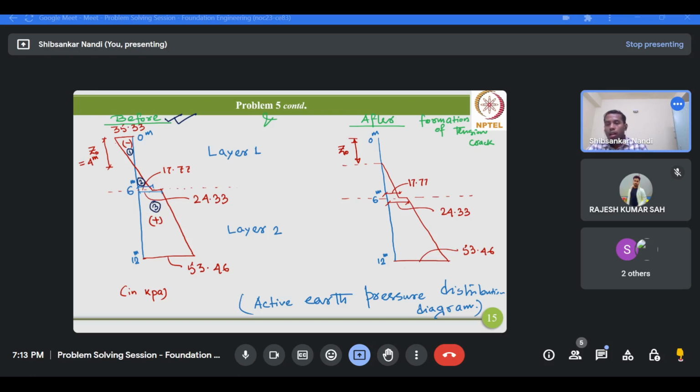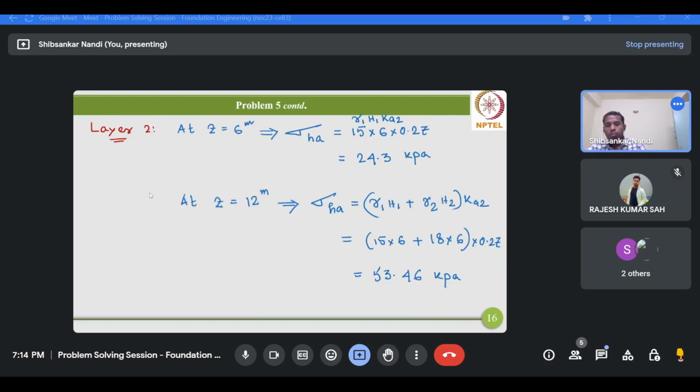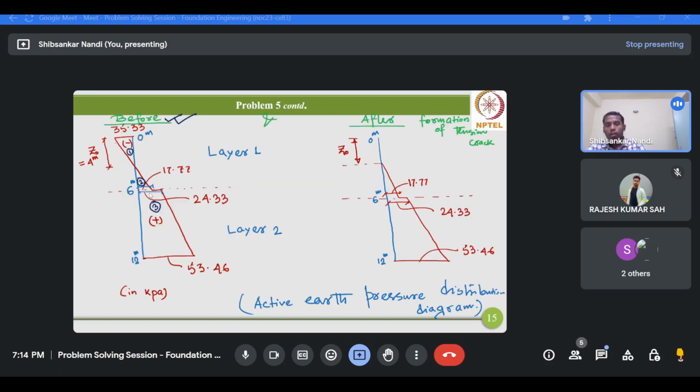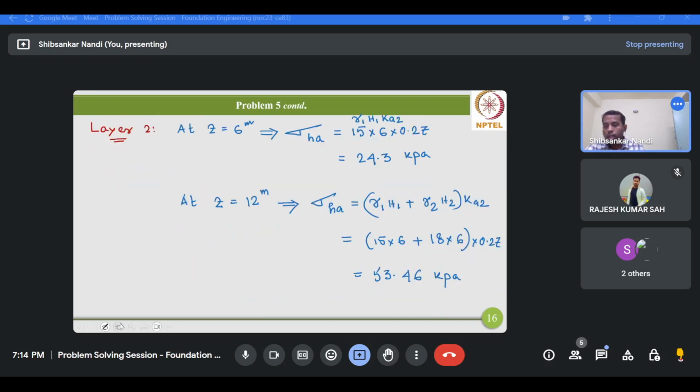Okay. Now what we will do? Since we are not having any space, here we will calculate the total active earth pressure PA before tension crack formation. So this value would be A2 plus A3 minus A1.